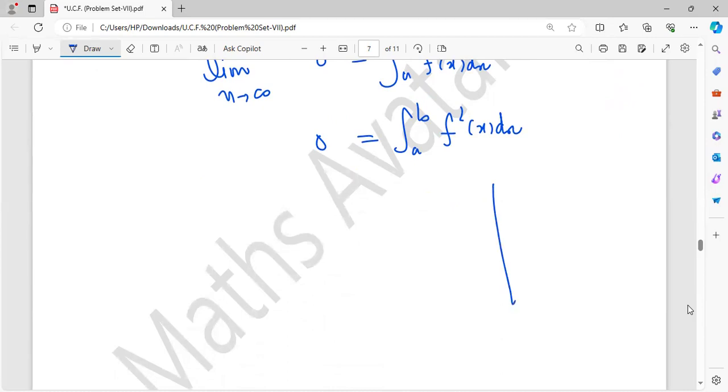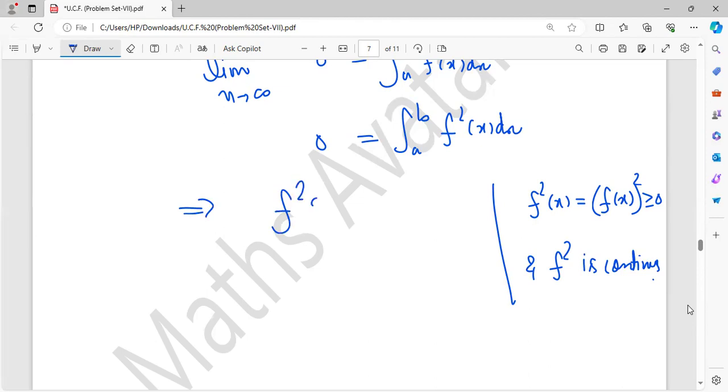Now you see that f square x is (f(x)) square. That is non-negative. And f square is continuous because f is continuous. When you have a non-negative continuous function whose integral is 0 on an interval a less than b, then f square has to be 0. If the integral of a continuous, non-negative function is 0, then that function has to be 0. It means f square x is 0.